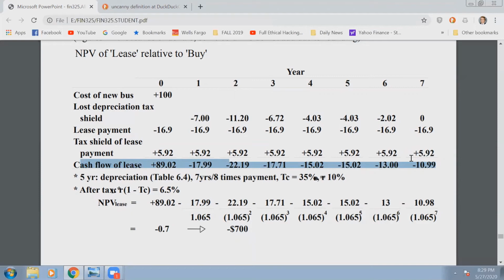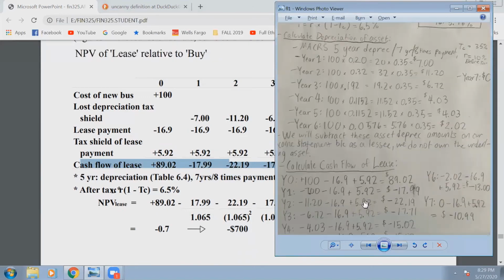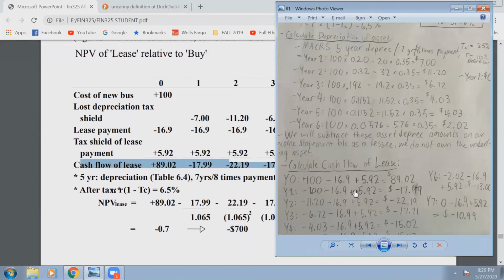Okay, so as you can see for year 0, I actually think I did these calculations right here. For year 0, we have 100 million from not having to buy the bus, and we have to pay 16.9 for the lease, and we actually save 5.92 on our interest tax shield. Final value for year 0, 89.02.